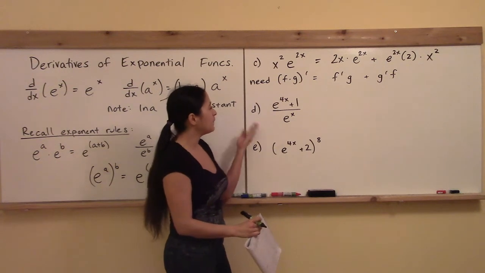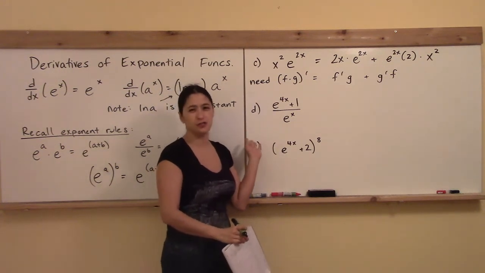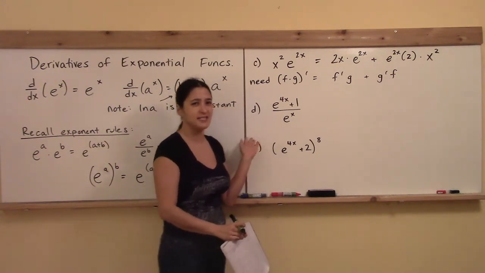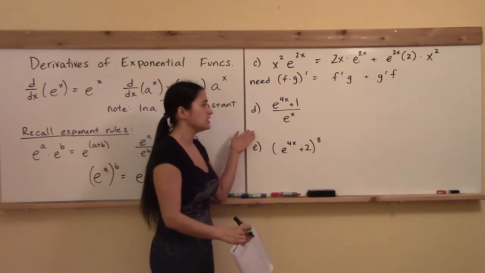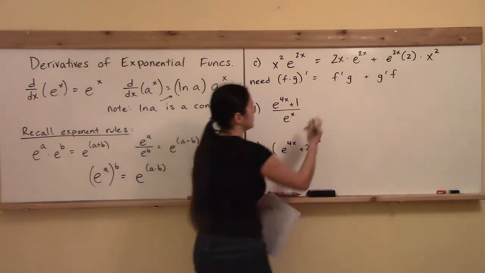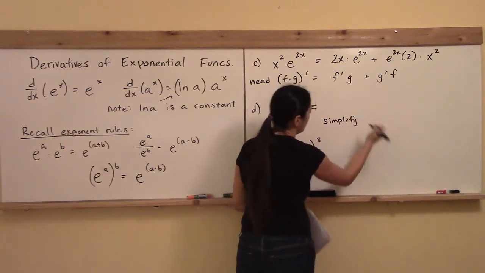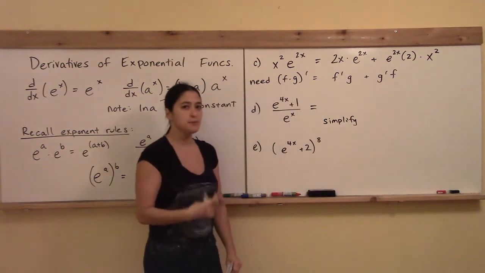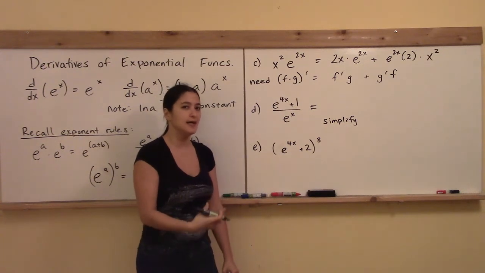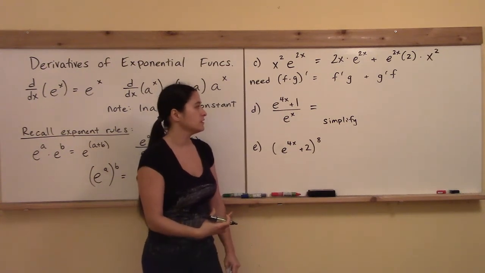Nice. On D here, you could use the quotient rule, but notice I didn't even write it down because you don't actually need it. You can first just simplify this first, okay? So if you didn't try that yet, go ahead and try this right now. I'm just going to simplify it and then I'm going to take the derivative, okay?